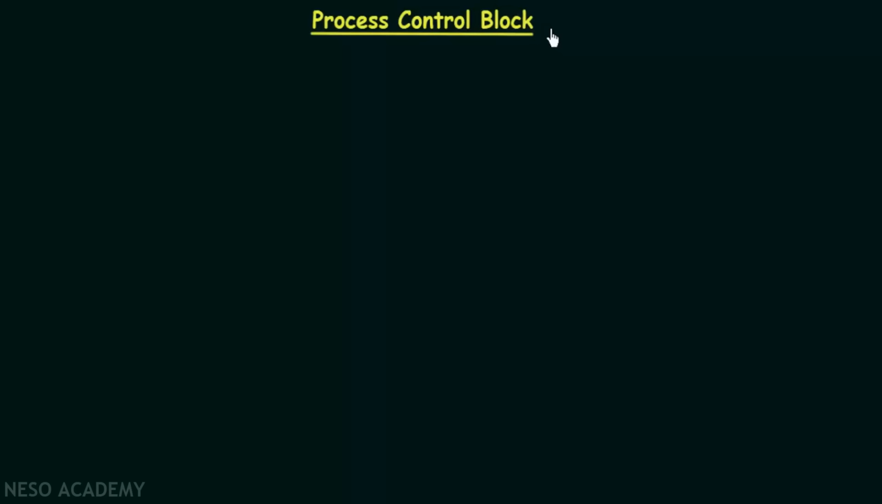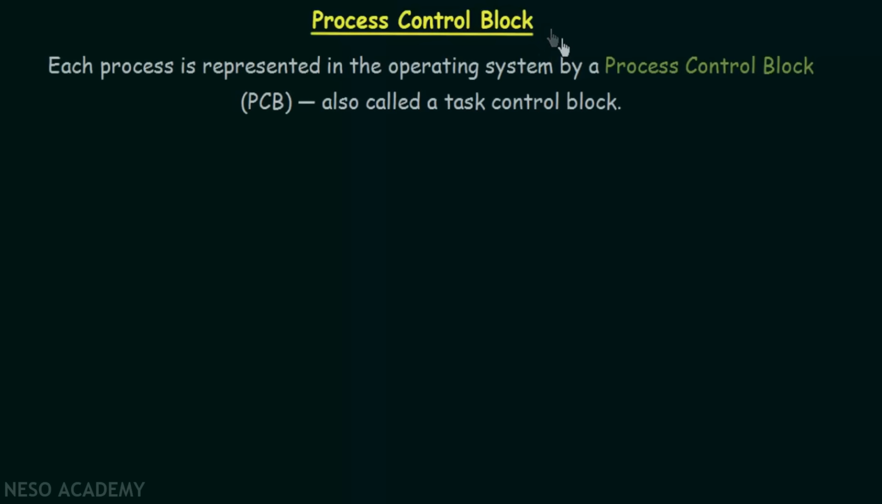In this lecture, we'll be studying about process control block. So first of all, let us see what is this process control block. Let us try to understand what are the uses of this process control block as far as a process is concerned. So it says each process is represented in the operating system by a process control block, abbreviated as PCB, and it is also called a task control block. So process control block is something that we use to represent a particular process in the operating system.